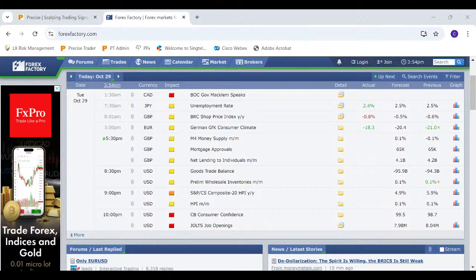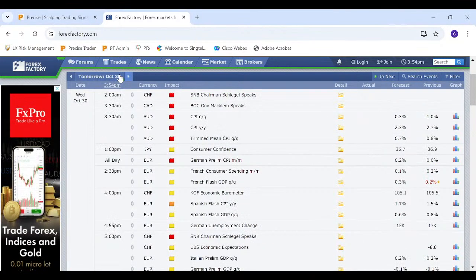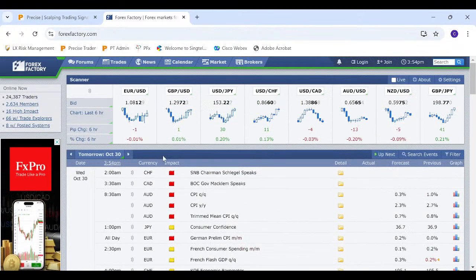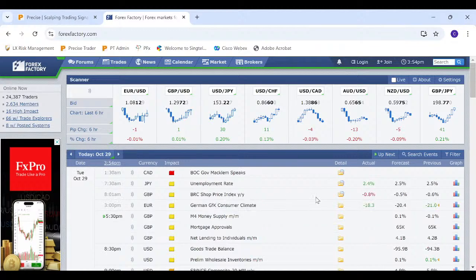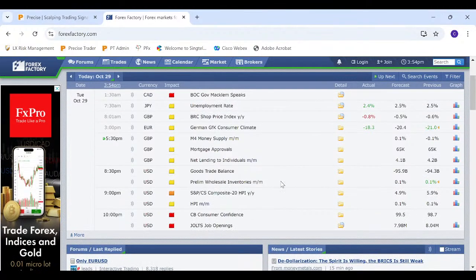Today, October 29th, we have the US CB consumer confidence and JOLTS job openings at 2200 hours Singapore time. Apart from that, I think we don't have any other data. Tomorrow, early in the morning, 2 a.m. Singapore time, we have the SNB chairman giving a talk, followed by the BOC governor giving a talk, then the Aussie CPI. We have a couple of data releases tomorrow. Today, only this data is going to have much impact.